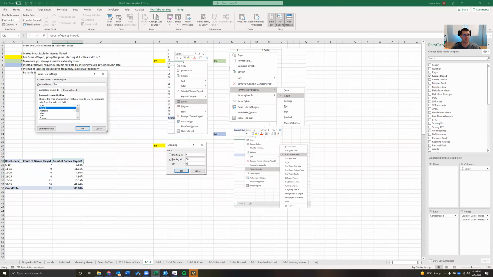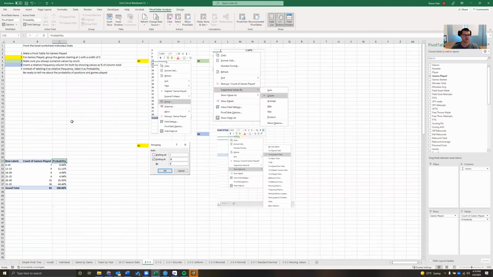So probability. Okay, so now it's probability. And so before we were describing the past, now we're saying based on past data, we are expecting that individuals who are on the team, that the probability of them playing 6 to 10 games is about 8.64%.